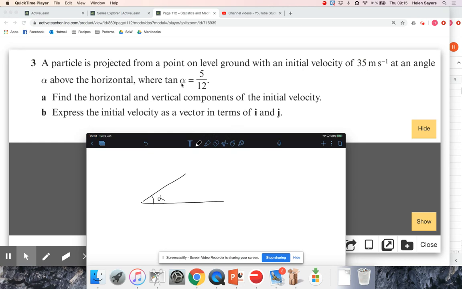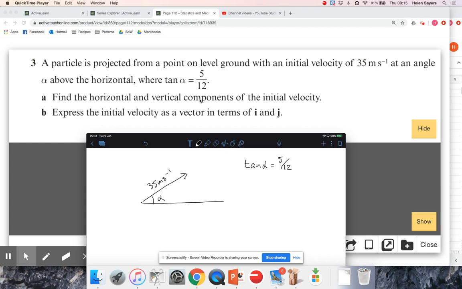So the angle is alpha, and they give us tan alpha. So we'll come back to that. And it's being projected with a velocity of 35 meters per second in that direction. Okay, so let's have a think about what to do when they give you tan alpha. Now, one option, which would work absolutely fine for this question, is to do inverse tan of 5/12, because basically I need sine alpha and cosine alpha to find the horizontal and vertical components.